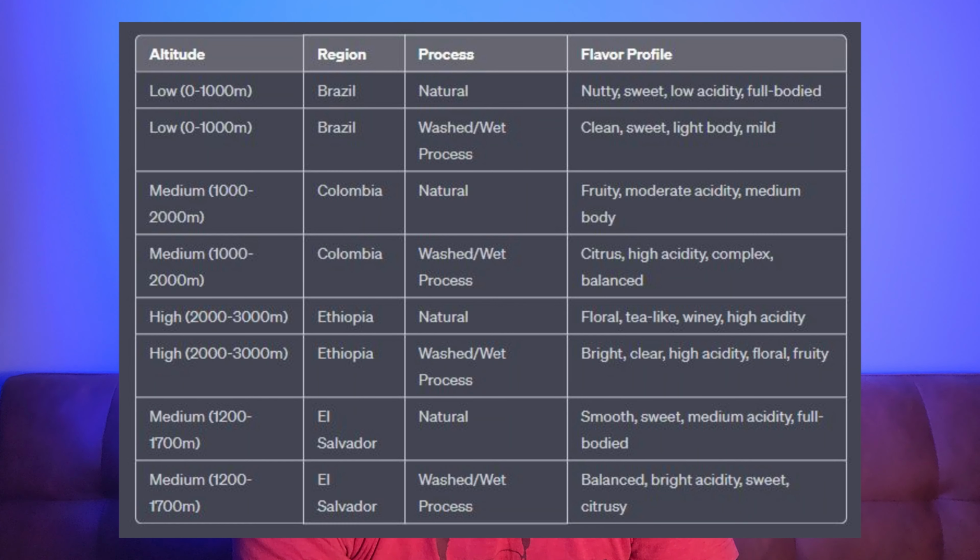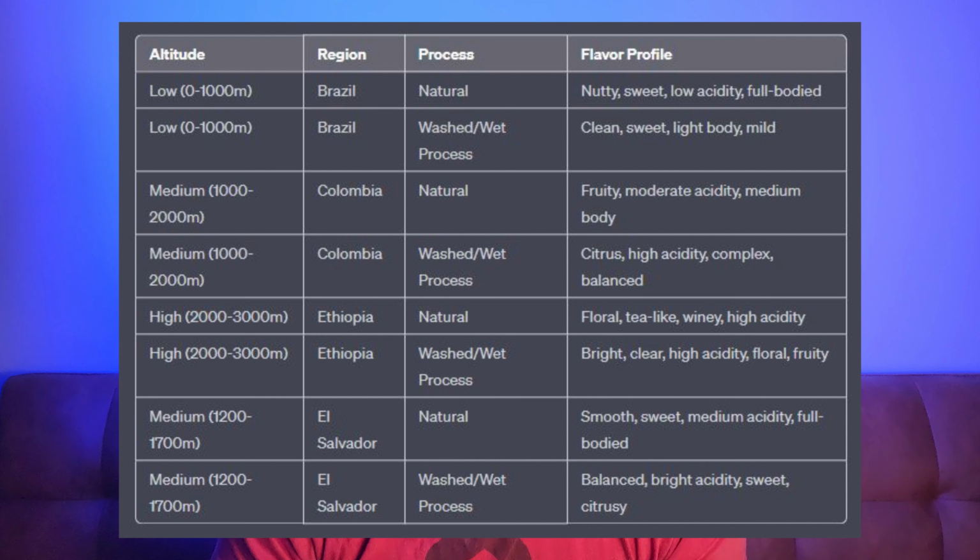Now, I'll refer you to this chart right here. Use it as a rule of thumb. It's a great way to sort of understand how coffee is affected by the different altitudes. Now, I added the process here as well, natural, or if it's wash or wet process, as a point of reference as well. I'm going to make a video on that later on.